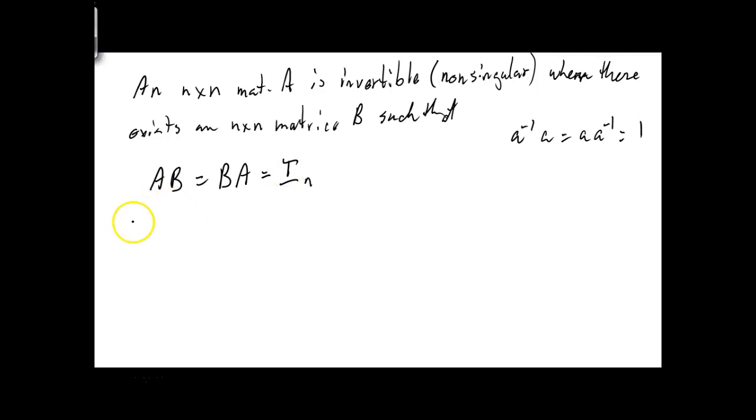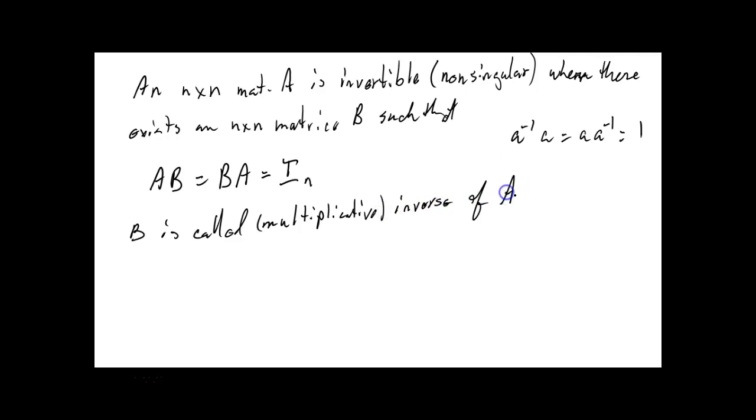The matrix B then, if you found this matrix B that makes that true, then B is called, and you should have it by now, the multiplicative inverse of A. I sort of never say that, but they say it here. Okay?